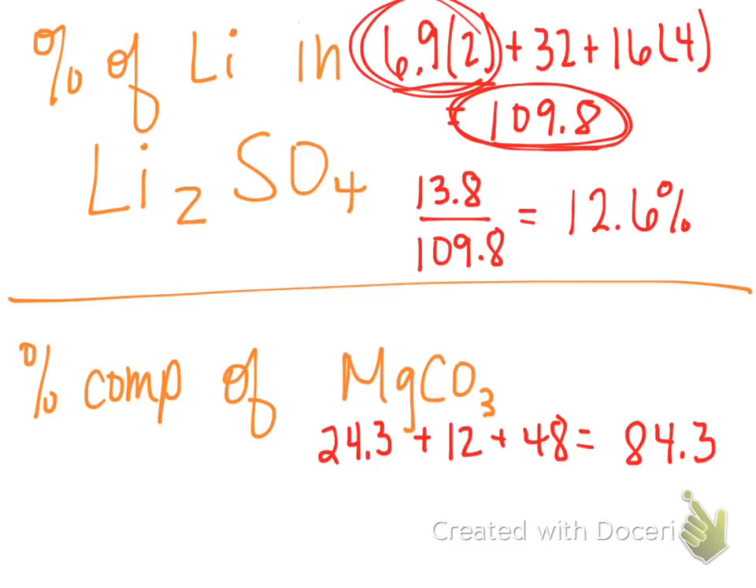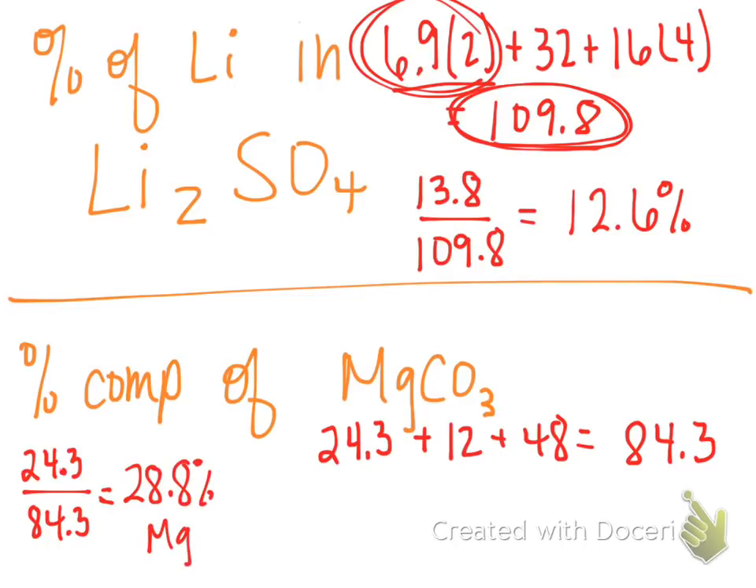We need percent composition, which means we're looking at all of them. So for magnesium, we're taking 24.3 divided by our total. Did we get 84.3 for our molar mass? Okay, so what was our percent of magnesium? 28.8. Okay, and this is Mg. Okay, for carbon, we take 12 divided by 84.3, and we get what percent?